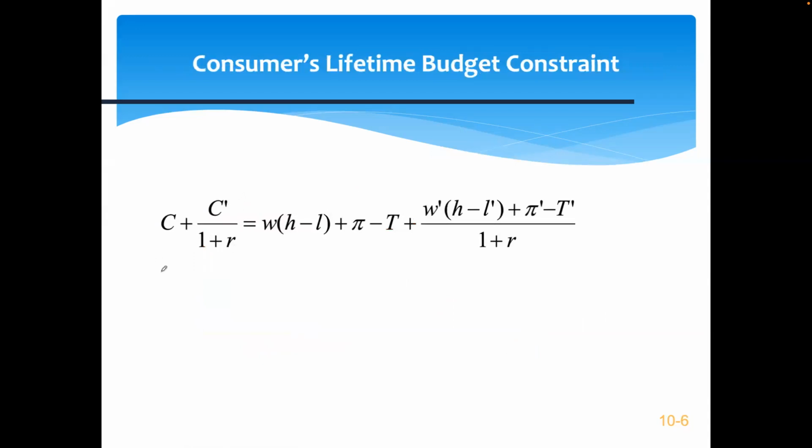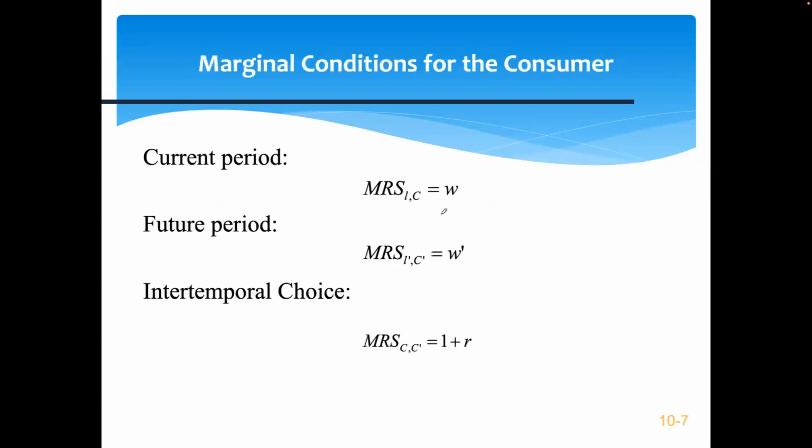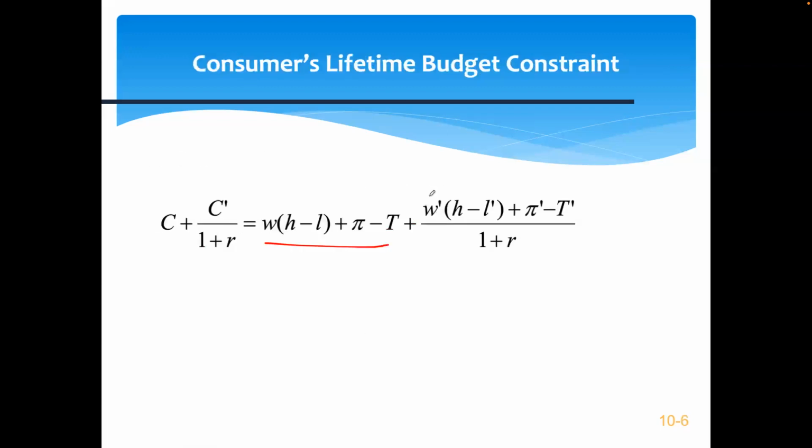Right. And then this interpretation is very clear. On the right-hand side is the total present value of your lifetime income. Right? So this is including current income, plus your future income. For the future income, you need to normalize by 1 plus r.